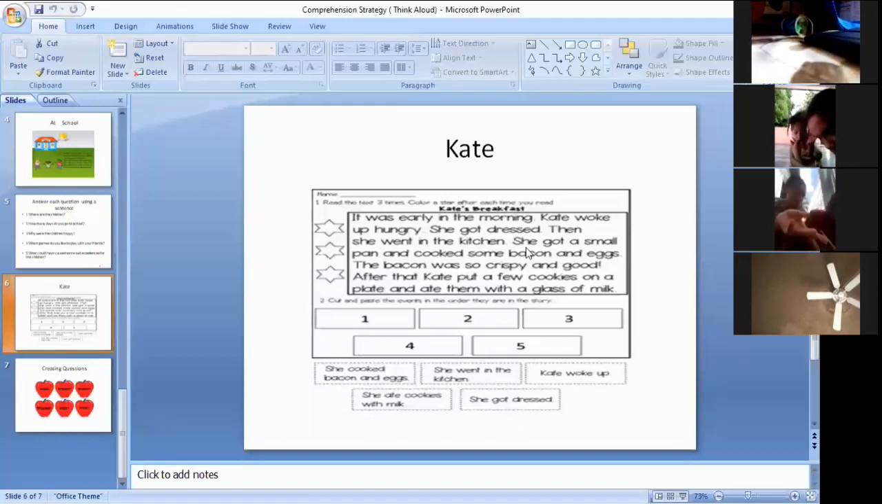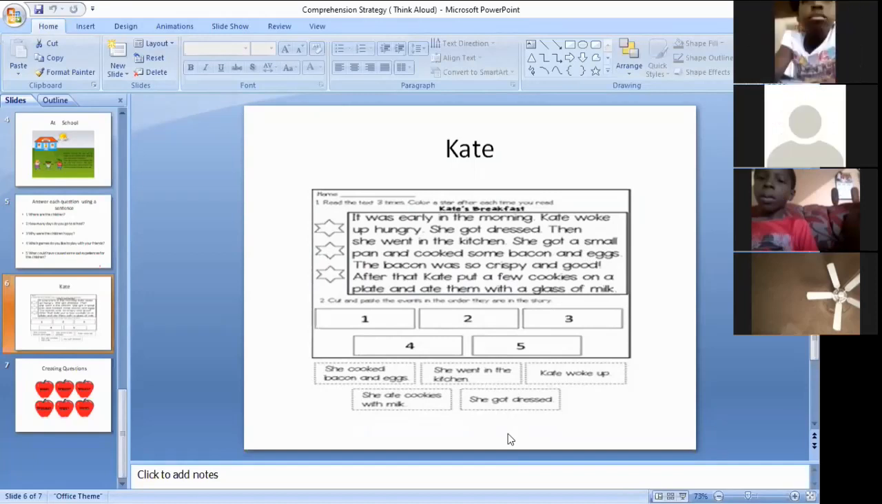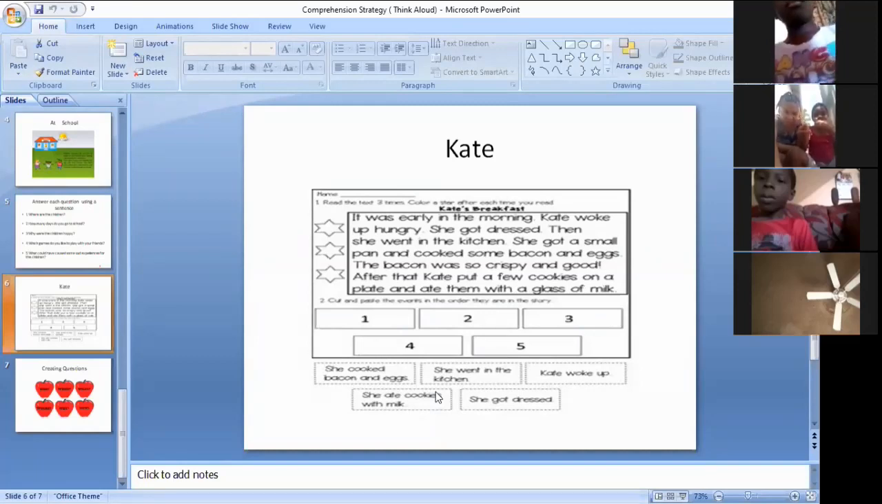Let us read from the sentence after kitchen. She got a small pan, cooked some bacon and eggs. All right. For that sentence now, we're going to number 4. We're going to create a question starting with why. Anybody can create a question for me? Why did she go? Zara, you have your question ready about why? Not yet? All right, work on it some more.